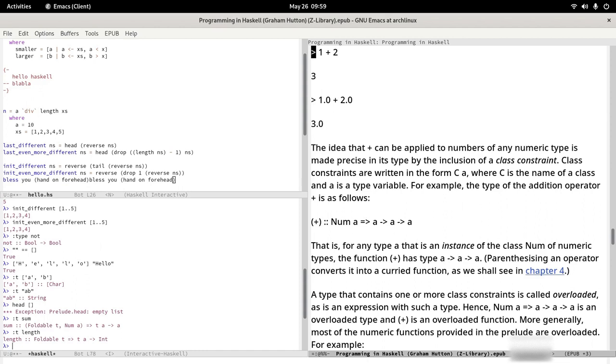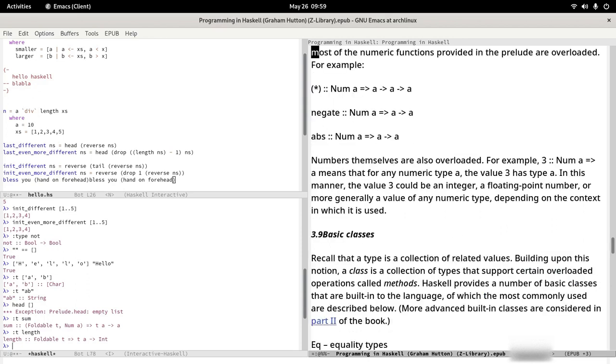More generally, most of the numeric functions provided in the prelude are overloaded. For example, multiplication, negate, and abs. Numbers themselves are also overloaded. For example, 3 is of type Num a => a. Interesting. This means that for any numeric type a, the value 3 has type a. In this manner, the value 3 could be an integer, a floating point number, or more generally, a value of any numeric type, depending on the context in which it is used.